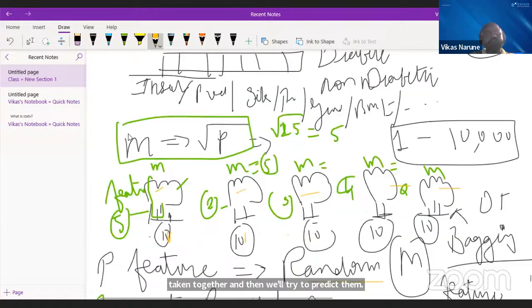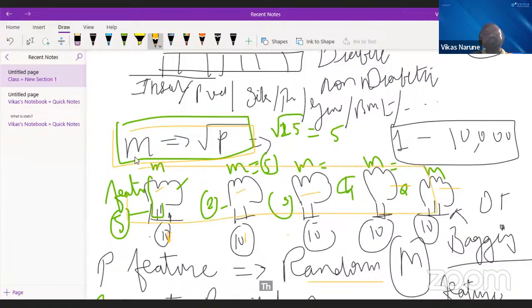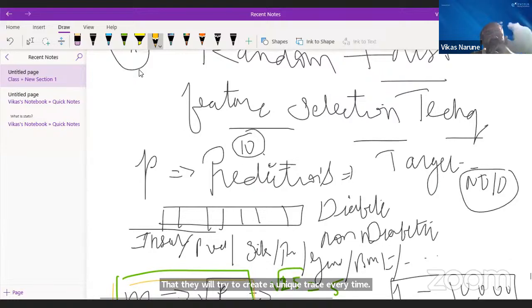Okay. So try to remember this: M equal to root P. By using this formula, guys, they will try to create unique trees every time. And this is a collection of trees. So it is a random forest.